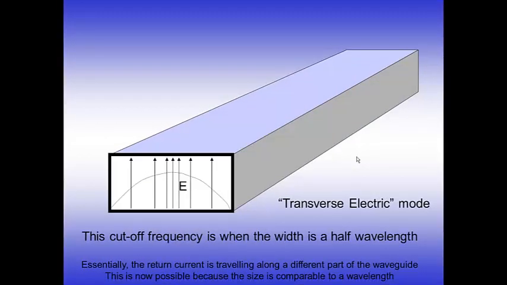So the fundamental mode of propagation is referred to as a transverse electric mode. This field pattern is showing the electric field across the inside of this hollow waveguide, and you can see it's all standing perfectly vertically, but the intensity is 0 at the two outer edges because there's a conductor there, and it's a maximum in the center. So this cutoff frequency turns out to be when the width of this waveguide is half of a wavelength.